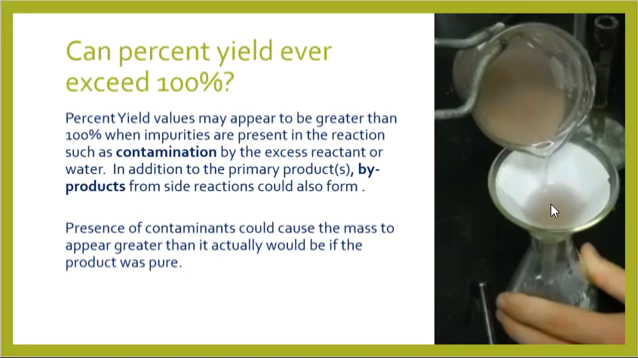In addition to being filtered, it may need time to dry in a desiccator or in a drying oven to make sure all of the liquid has evaporated and is not being included in the measurement of mass. So this is showing you that the presence of contaminants, by the excess reactant or even water, could cause the mass to appear greater than it actually would be if the product were pure.